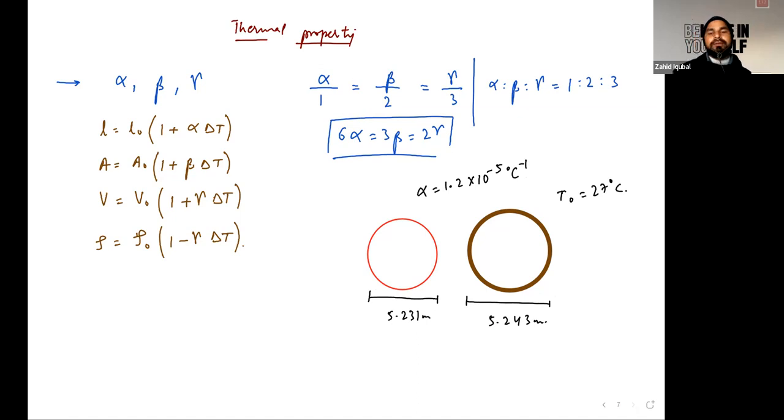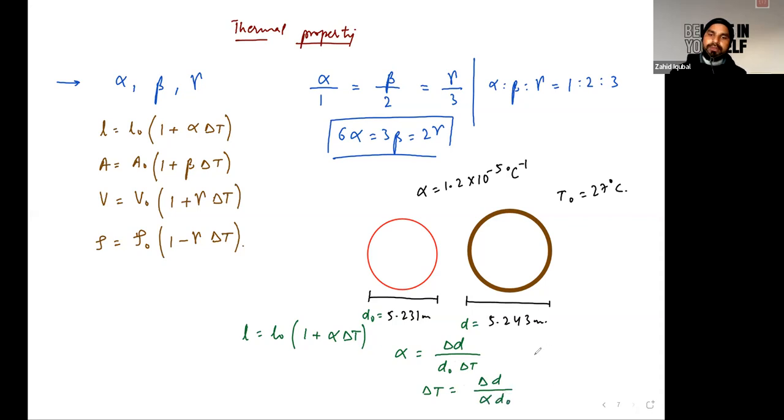So using the formula for linear expansion, we consider the diameter of this ring to be in one dimension. So it has to be increased to this much length. According to the formula, L is equal to L naught times 1 plus alpha delta t. This is the initial diameter, which has to be expanded to finally this point. So we may write alpha is equal to delta d divided by d naught times delta t. Further, delta T is equal to delta D divided by alpha D naught. Now substitute all the values and you will get your answer.